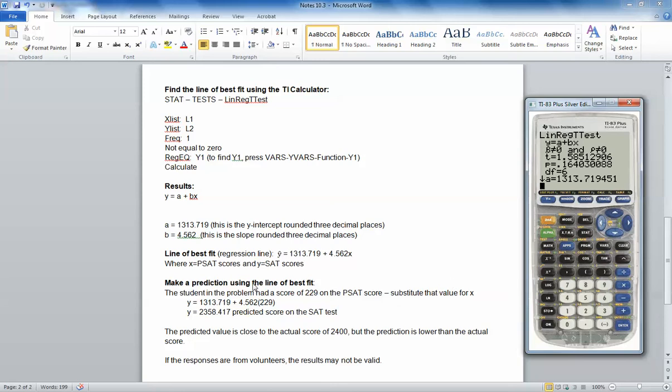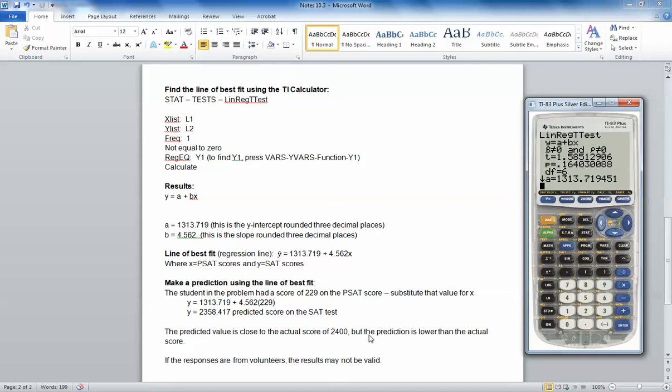All right, so how to make a prediction using a line of best fit. The student in the problem above had a score of 229 on the PSAT. We substitute that value for x in our regression equation, and we end up with a value of 2358.417, and that's the predicted score on the SAT test. The predicted value is close to the actual score of 2400, but the prediction is actually lower.